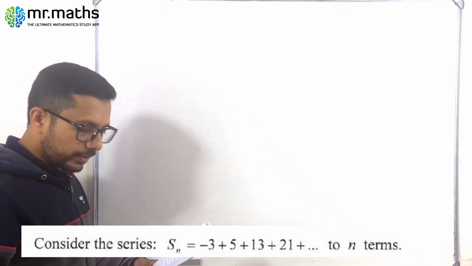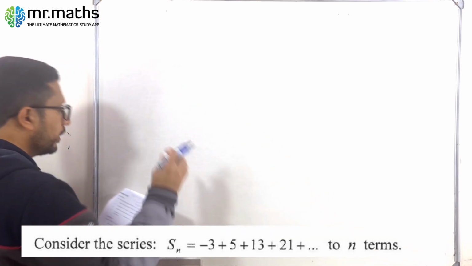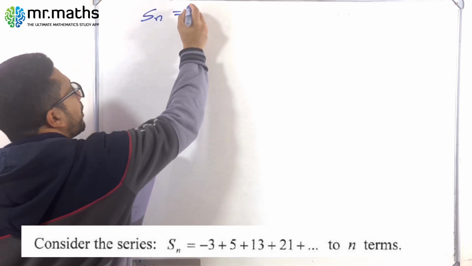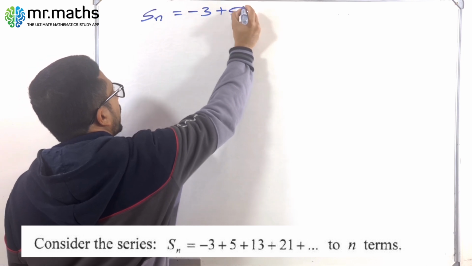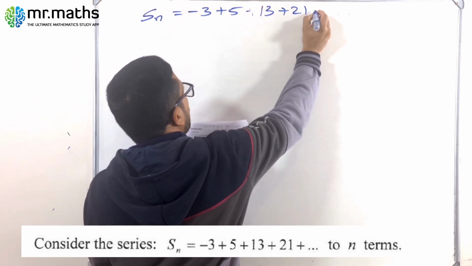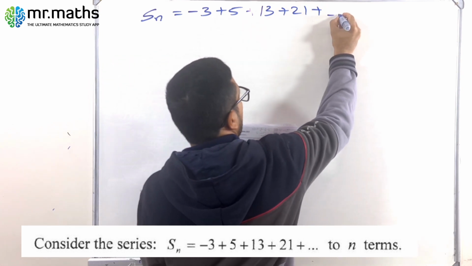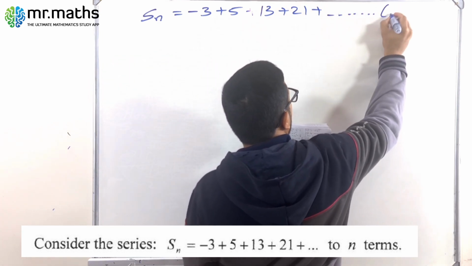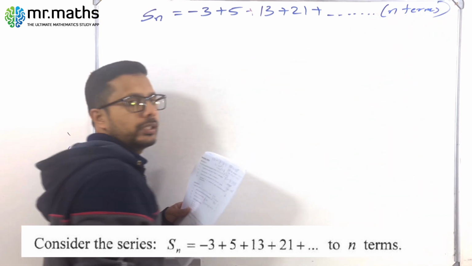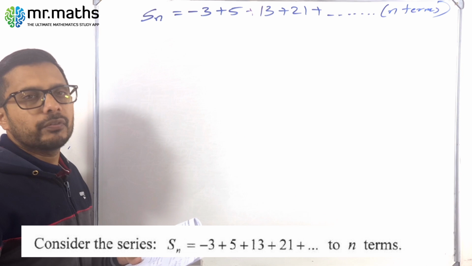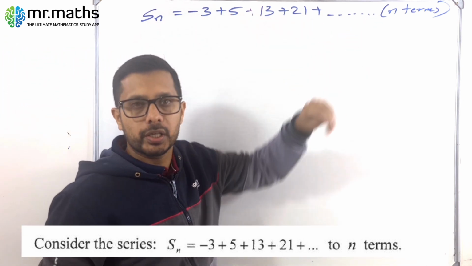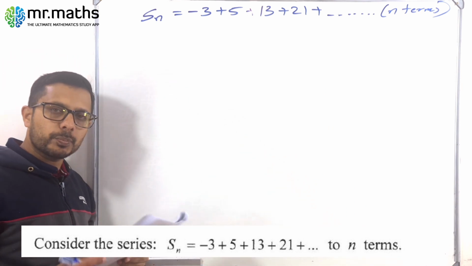Consider the series Sn is equal to minus 3 plus 5 plus 13 plus 21 plus, etc. How many terms are there? N terms. So there is a series given like this: first term minus 3, 5, 13, 21, etc. And it's a series. Series means plus, plus, plus, plus.